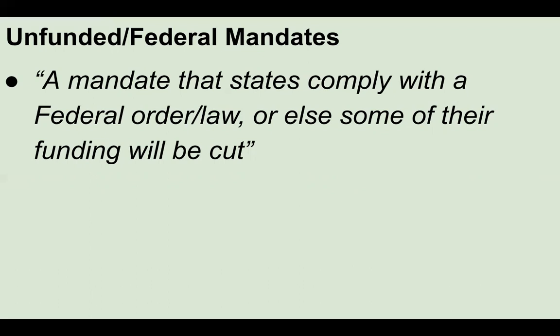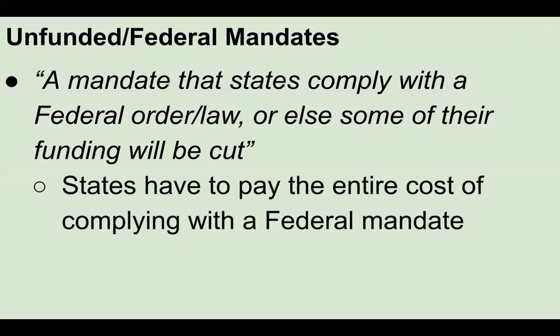So basically, an unfunded mandate is exactly what it sounds like. And it comes from the federal government. So it's a federal mandate. Both terms make sense, but I don't want you to get confused because there's two of them, right? So do your best to keep this straight in your mind. So basically, it's a mandate that the states have to do what the federal government says, or else they're going to be punished. They're going to take away funding that would normally go toward something else. So, we'll go over examples in a second. States have to pay the entire cost of complying with a federal mandate. So it's completely unfunded, and the states have to do the whole thing.